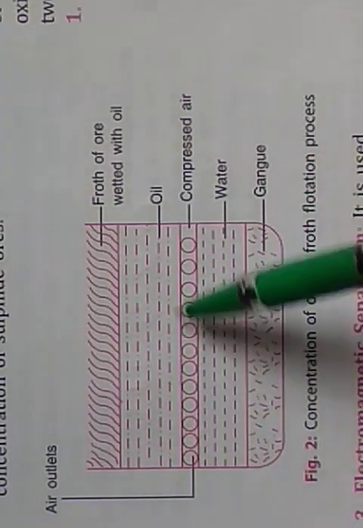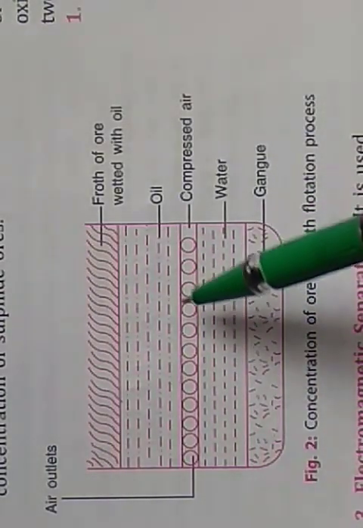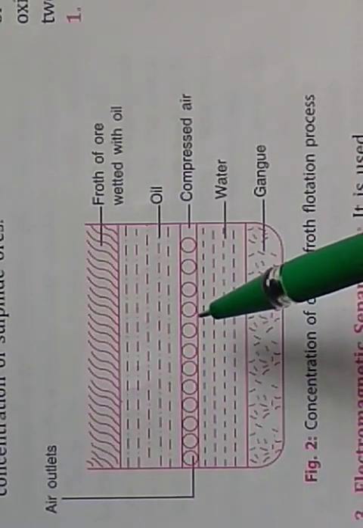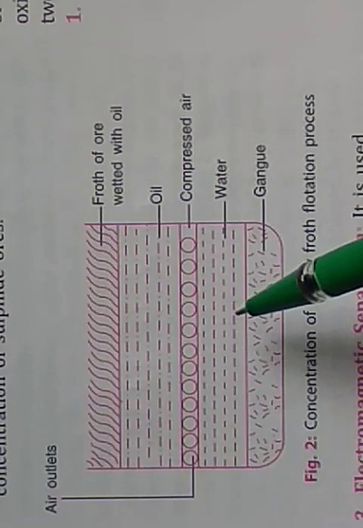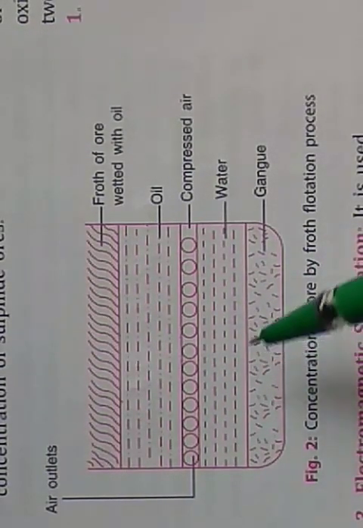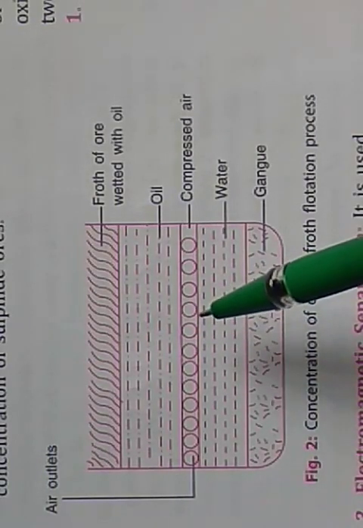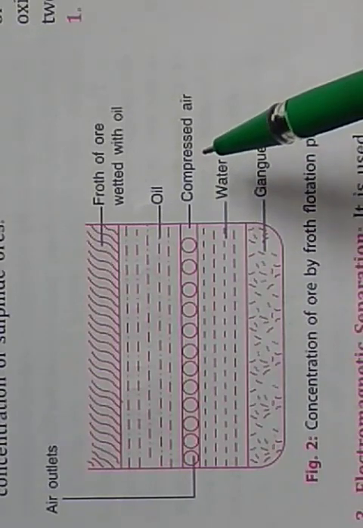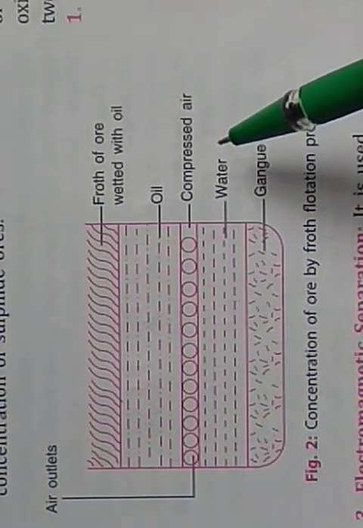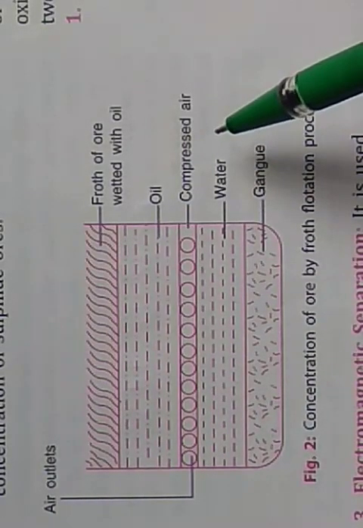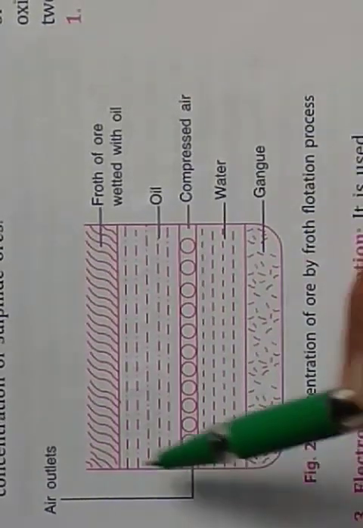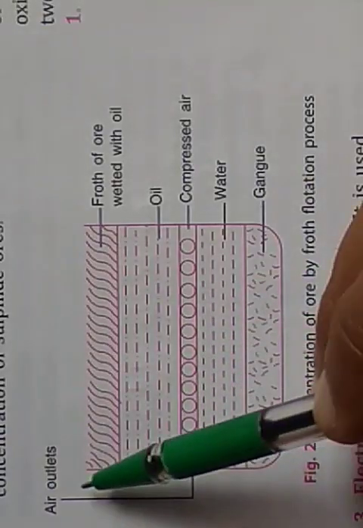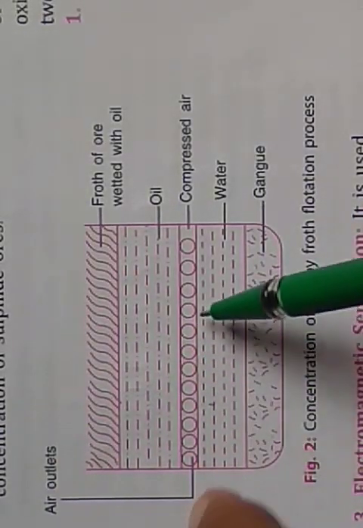Crushed ore is taken in a large tank containing water and oil, such as pine oil. The ore particles get wetted by the oil, and the gangue particles are wetted with the water. Then the mixture is agitated with the help of compressed air.